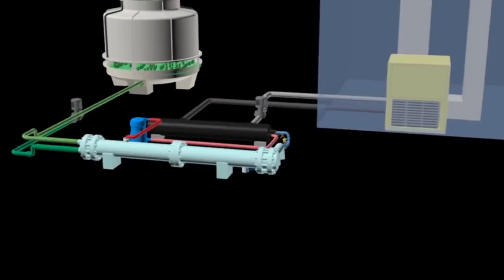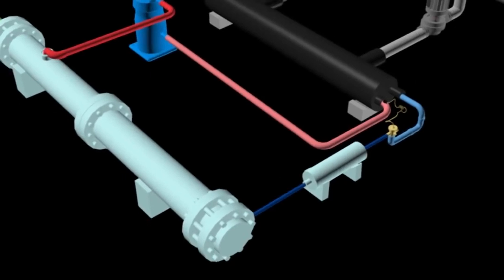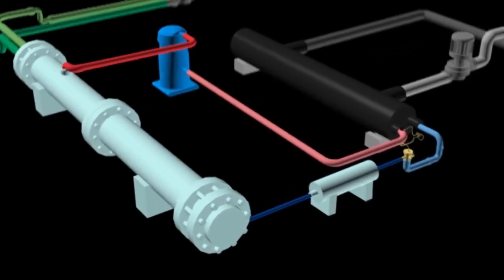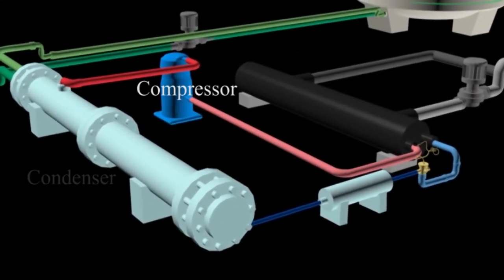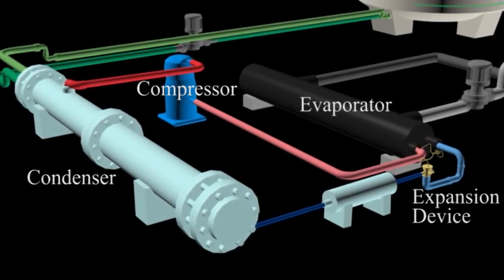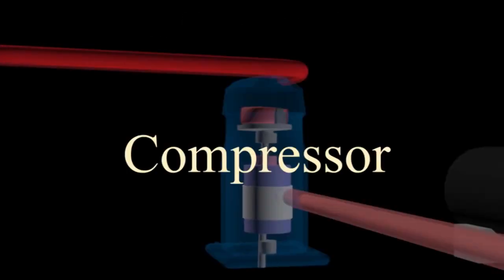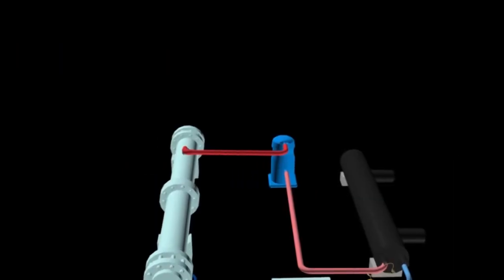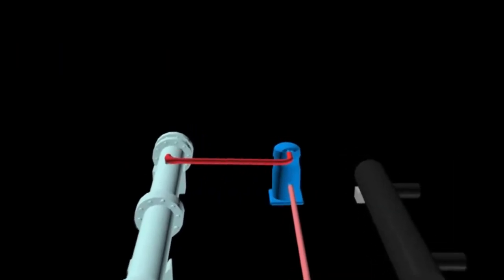Refrigerant cycle. Refrigerant cycle consists of four basic components, which are compressor, condenser, expansion device and evaporator. An additional component called filter dryer is also included in the system. Compressor. Compressor works to increase the pressure of the refrigerant.